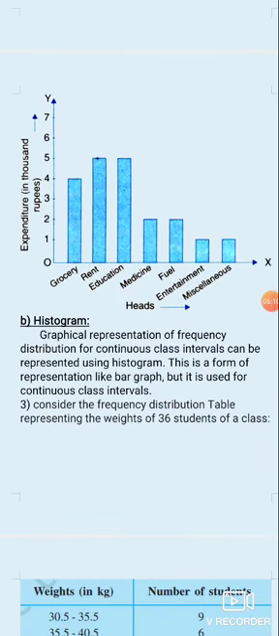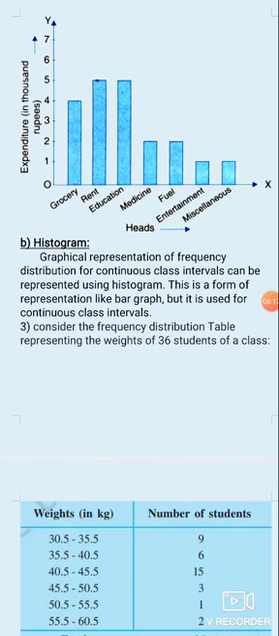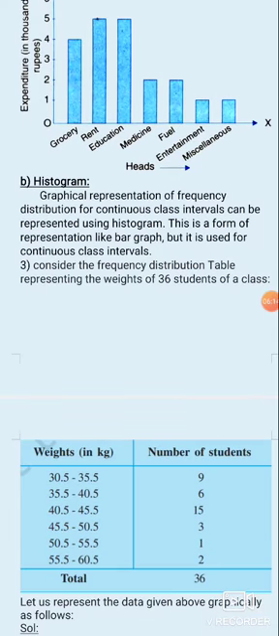Now the question. Consider the frequency distribution table representing the weights of 36 students of a class. 30.5 to 35.5, the number of students or frequency is 9. 35.5 to 40.5, frequency 6, and so on, up to 55.5 to 60.5, frequency equal to 2. Let us represent the data given above graphically as follows.